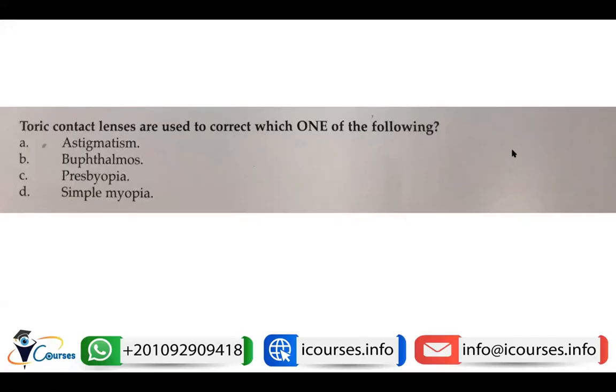Yes, I guess that this is an easy question. Toric contact lens can be used for correction of astigmatism. That's right.